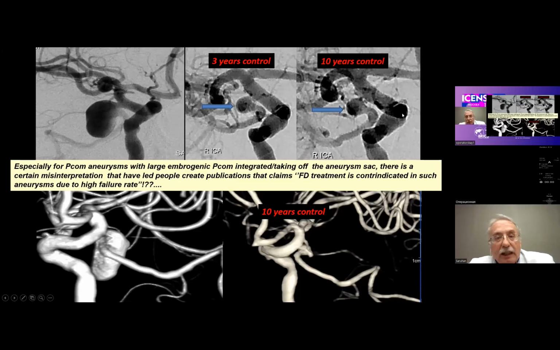This is the 3 years follow-up, and this is the 10 years follow-up. The question is: is it an aneurysm remnant? Are we doing plastic surgery? Are we cosmetic surgeons? What is the aim of the aneurysm treatment?